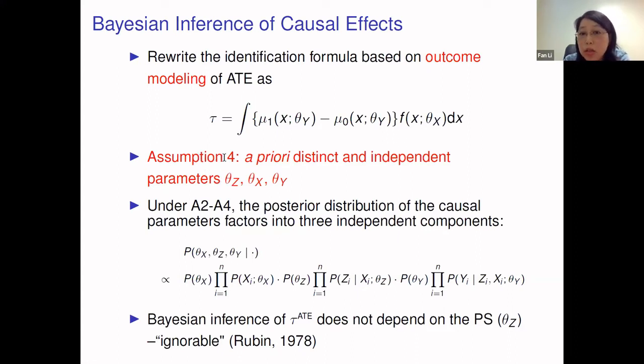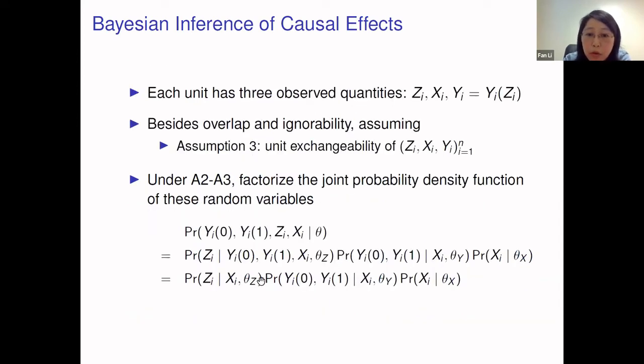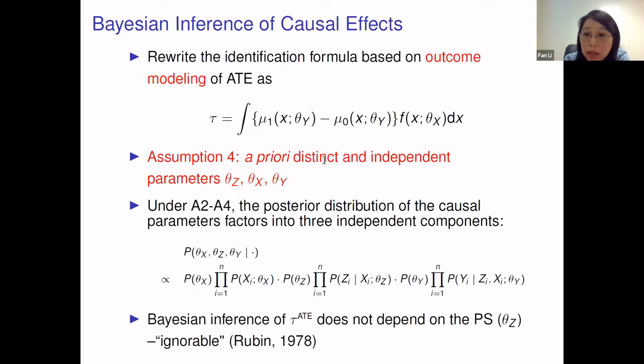So we need an additional assumption. This additional assumption is that the parameters for those three different models are a priori distinct and independent. So basically they have independent priors. They need to be distinct, and they also have independent priors. So under this assumption, and also the previous assumptions, we get the posterior distribution of the causal parameters. What we mean by causal parameters here is tau, right? But tau, you can see, is really a function of both theta y and theta x. The likelihood has all three components, but with this assumption, the posterior distribution of all the parameters theta x, theta z, and theta y is proportional to three parts: the marginal distribution of x, the propensity.